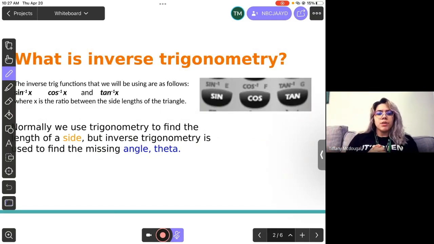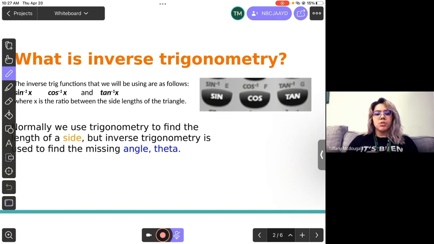Okay, so quick review. What is inverse trigonometry? The inverse trig functions that we're going to use are the following: inverse sine, inverse cosine, and inverse tangent. If you see here, I put a little screen grab of where those are located on your calculator. You get to them by hitting second and then the trig function that you need. So if I want inverse sine, I'm going to hit second sine. If I want inverse cosine, I'm going to hit second cosine, and so on.